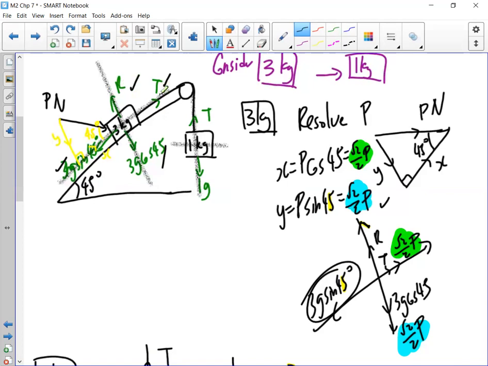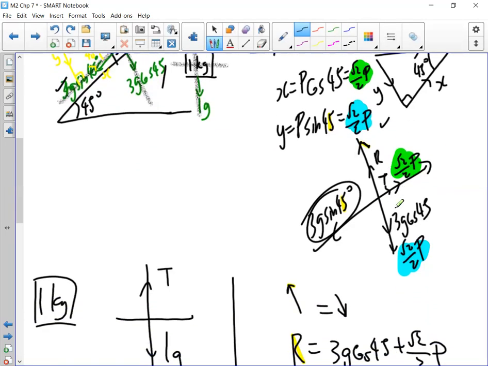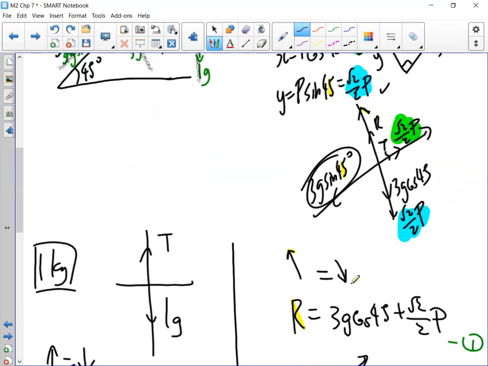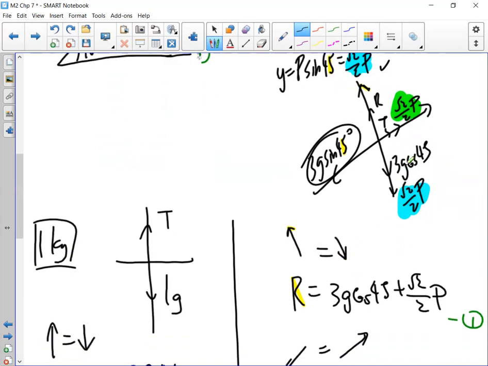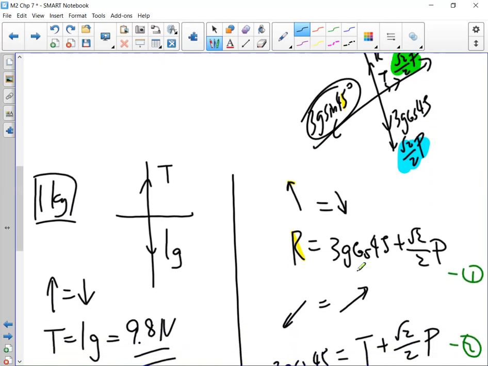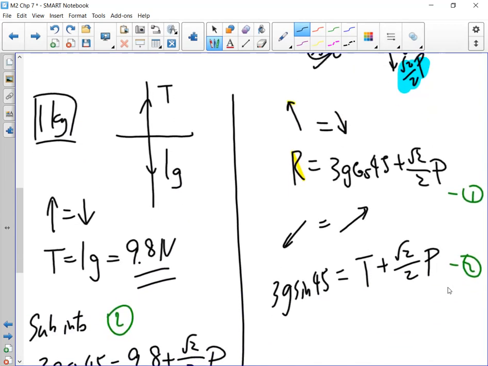Once you've done that, draw the force diagram for the 3 kilogram block, include all the forces. Make sure you do like a checklist. What I did after I include that force, I put a tick next to it, so I know I've included all the forces in there. Once you've done that, upwards equals downwards. So R equals 3g cos 45 plus root 2 over 2 P. Left equals right. So 3g sin 45 equals T plus root 2 over 2 P.